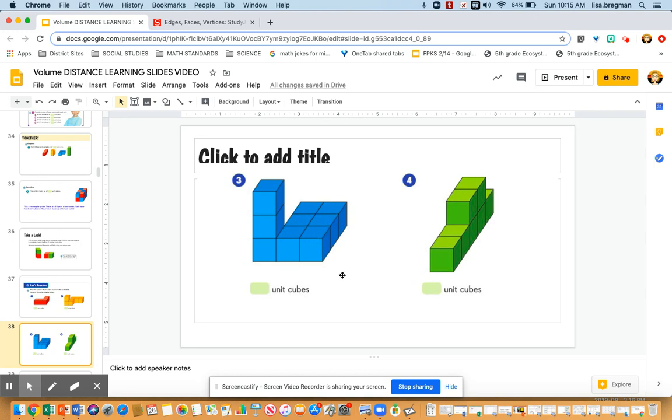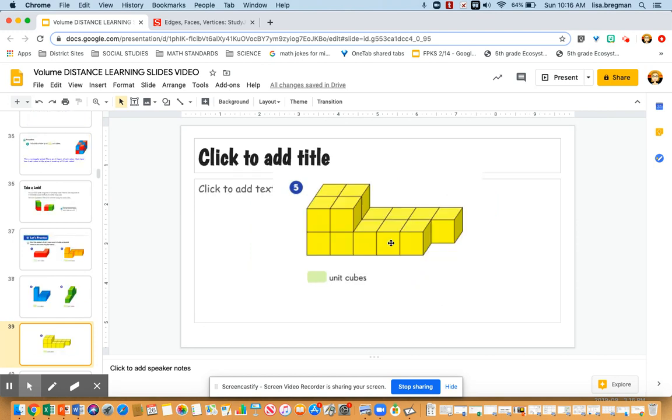Good. 9 unit cubes. This one, let's start with the bottom layer. 1, 2, 3, 4, 5. Then the top, 6, 7. Good. 7 total unit cubes. This one is trickier. We've got to remember that there are some that are hidden here. If you've built Legos before, you know some could be hidden if you're not looking at them straight on.